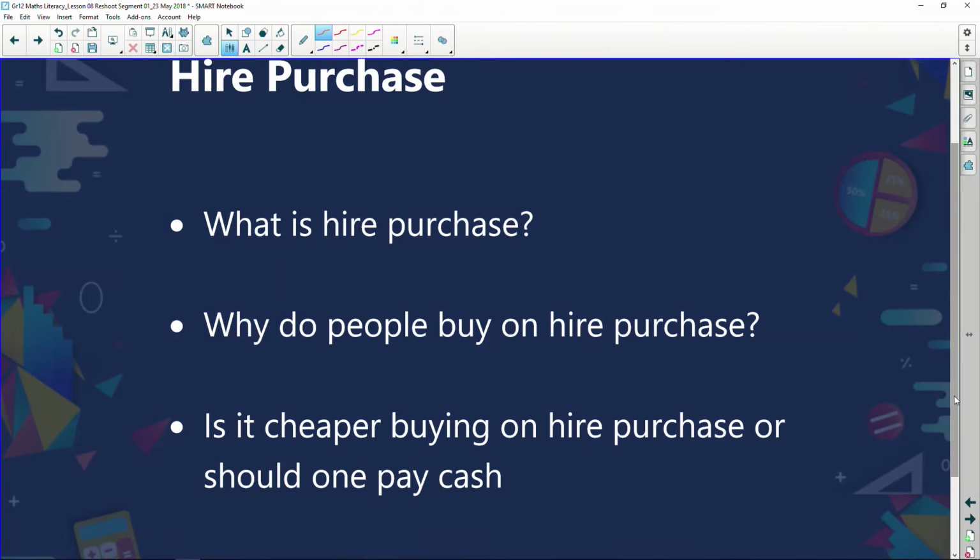Okay, let's have a look at this question. Is it cheaper buying on hire purchase, or should one pay cash? Now, folks, hire purchase comes with interest. Normally, if I'm buying something on hire purchase, I'm going to pay big bucks for this. I'm going to pay a lot of interest. So if possible, try not to buy on hire purchase. But that's not always the case. Like I said, not everyone has 6,000 rand to go off and buy a fridge. But I need the fridge now. So then I buy on hire purchase.